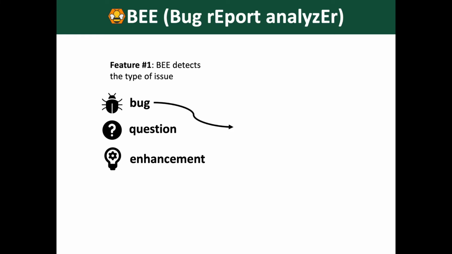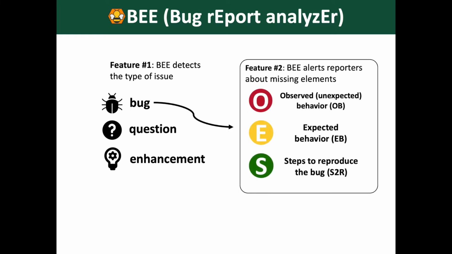So if the issue is a bug, B can alert reporters about the missing elements. The first element is the observed behavior. We refer to it as OB. The second one is the expected behavior. We refer to it as EB. The third one is the steps to reproduce the bug. We refer to it as S2R. So B can help reporters provide the missing information when they are submitting issues.